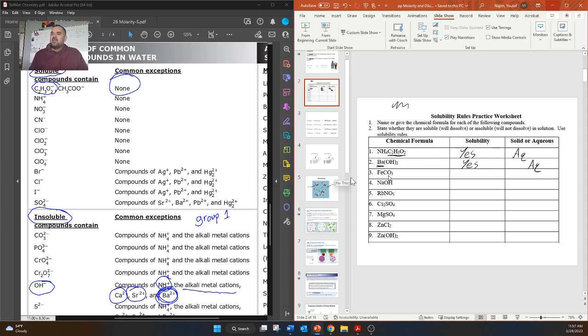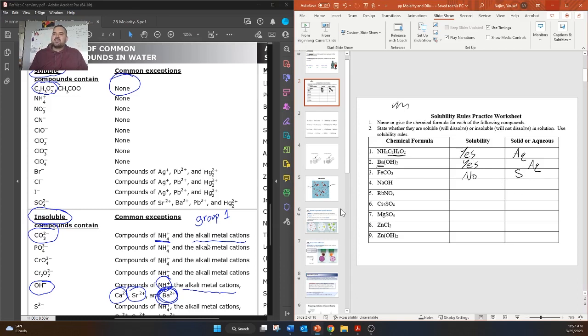Next one we have is iron carbonate. Here's carbonate right here. And our carbonate's bound to an iron. Our exceptions for carbonate are going to be NH4 and alkali metals. Is iron an alkali metal? No, it's not. So is it soluble? No, it's not. So what's it going to form when we put it in the solution? It's going to form a solid. Good. Let's get the next one.